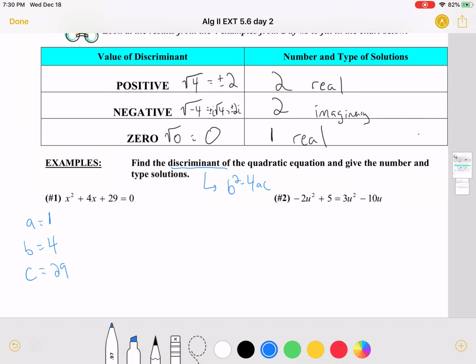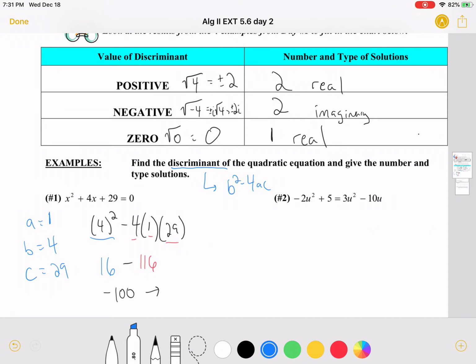Okay, so now what we need to do is just plug that in. b squared, 4 squared, minus 4 times a, which is 1, times my c value, which is 29. Well, 4 squared, that's going to give me 16, minus 4 times 1 is 4. And 4 times 29, if you punch it into a calculator, you should get 116. So 16 minus 116 is negative 100. Now, my discriminant is negative.